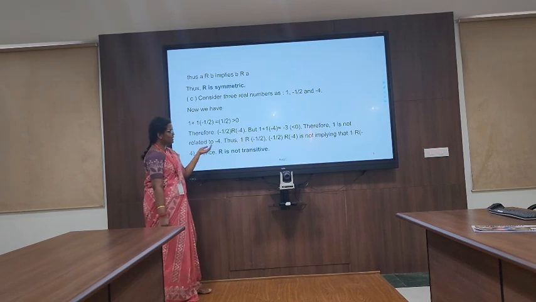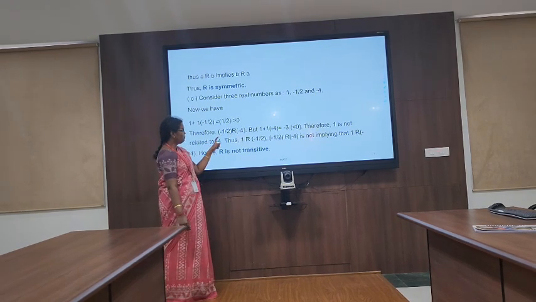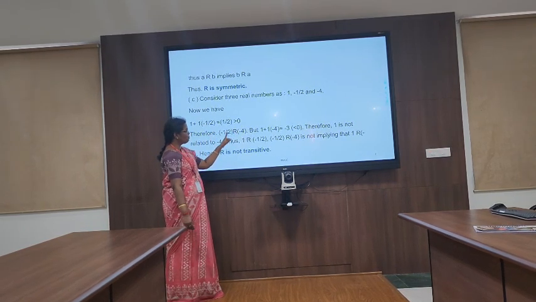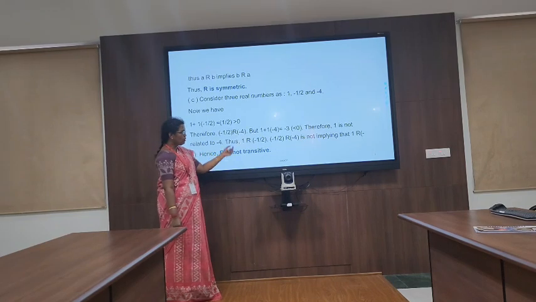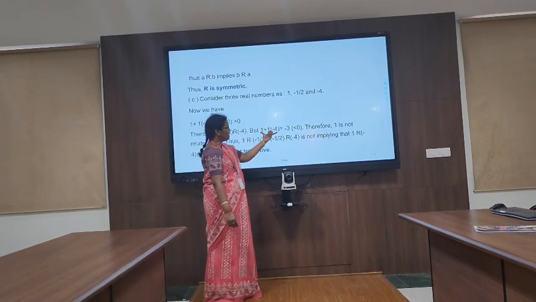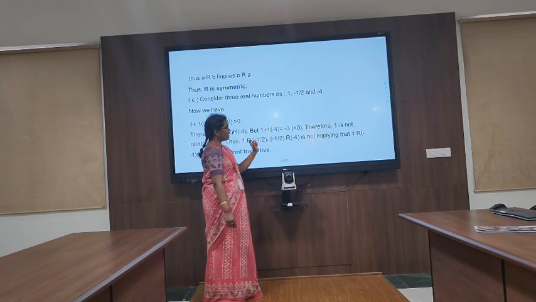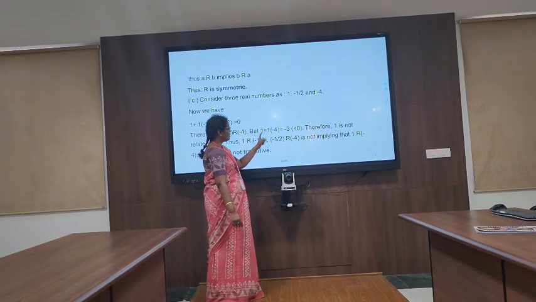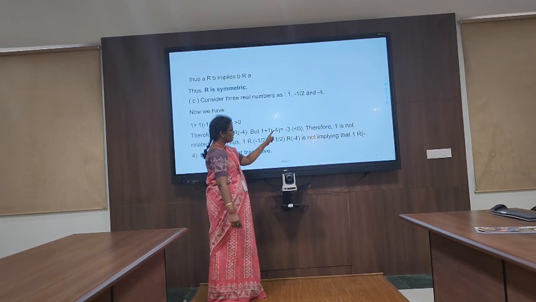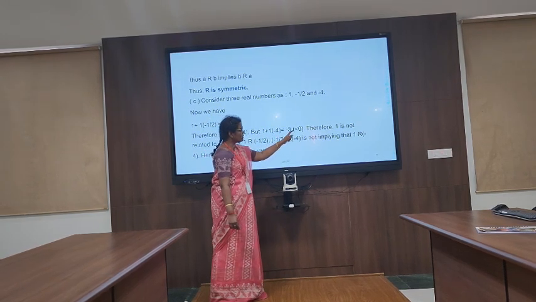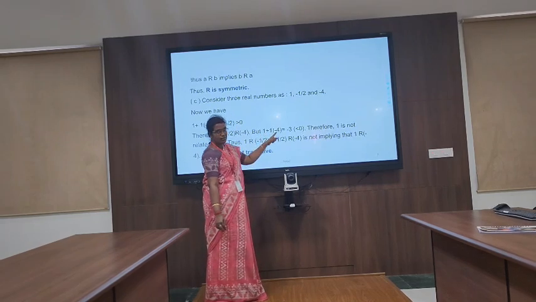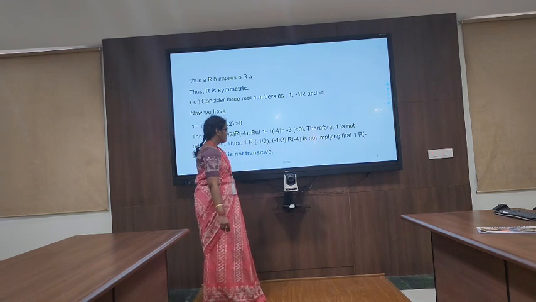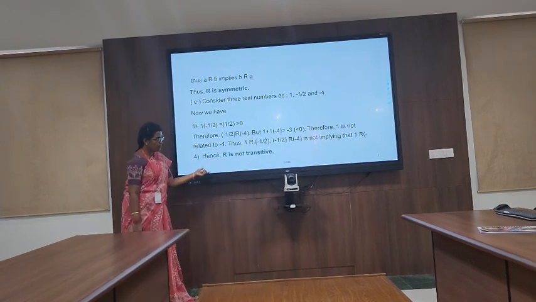Now B related with C also can be checked easily. B related with C in the sense, this condition 1 plus B into C, that value is also positive. So now I try to show A is not related with C. So A is 1, C is minus 4 and the term 1 plus A into C, the value is minus 3. If it is greater than 0, A is related with C. As it is less than 0, they are not related. Showing R doesn't satisfy transitive property.